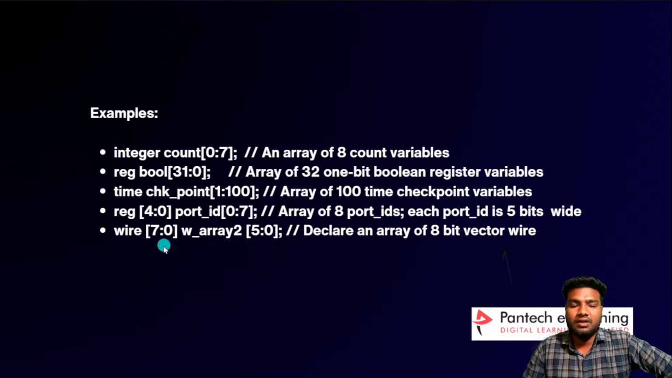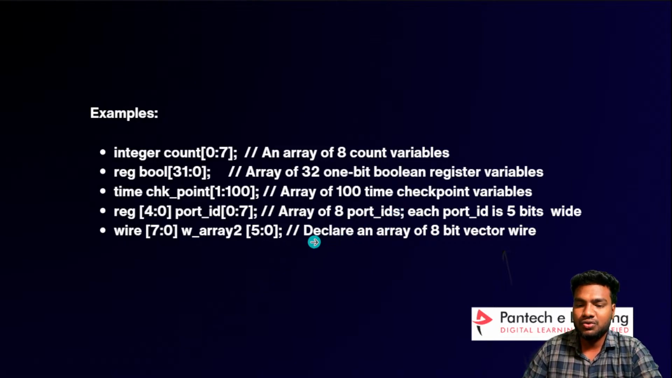And then you can see wire 7 down to 0, and this is the array name. 5 down to 0 means it has 6 memory locations. In each memory location we can store up to 8 bits. So it is 8 bits wide, and it has 6 memory locations, arranged vertically like this. In each memory location we can store 8 bits of values.